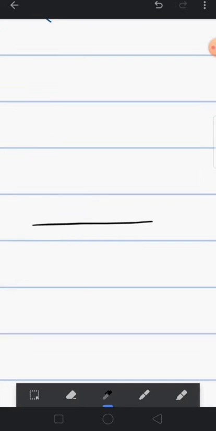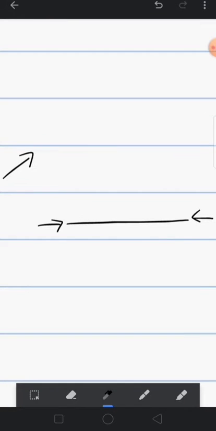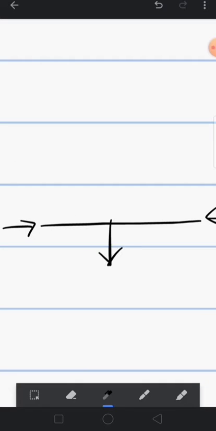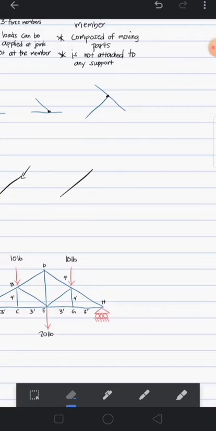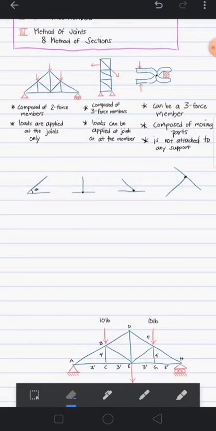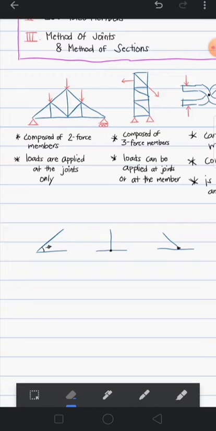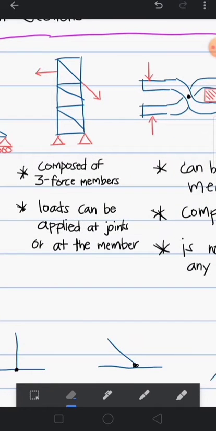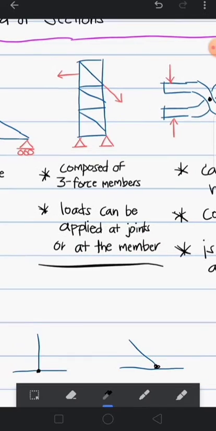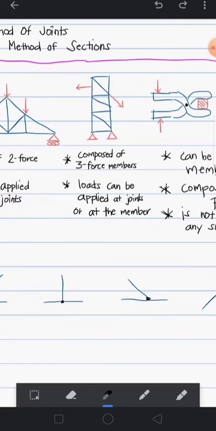Or a three force member is either in compression at the end, supporting its own weight. Because oftentimes in statics, we disregard the weight, as they say the weight of the members is negligible compared to the loads that we will put on the trusses. Then another is that loads are applied at the joints only. So what happens if the loads are not applied at the joints, or the loads are applied on the member itself? It becomes a frame. So for a frame, the loads can be applied at joints or at the members.